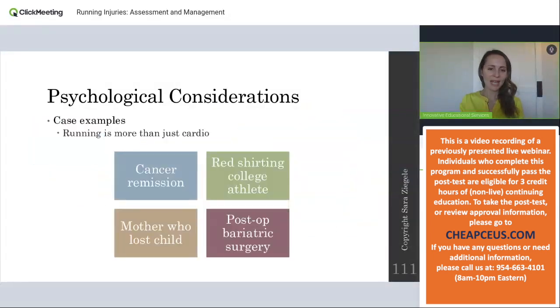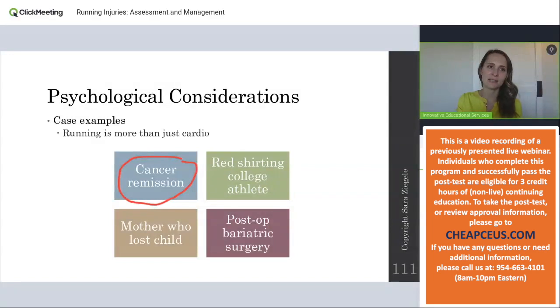I have a few examples just from my clinical practice that I thought were great examples to show how running for this population really isn't just running, but it has a greater psychological role in their health and well-being. I think the first is cancer remission. So, this is actually for me a group of patients I've had, especially I had a period a couple years ago where a large percentage of my patient population were runners who had gone through breast cancer treatment, now were in remission and returning to exercise.